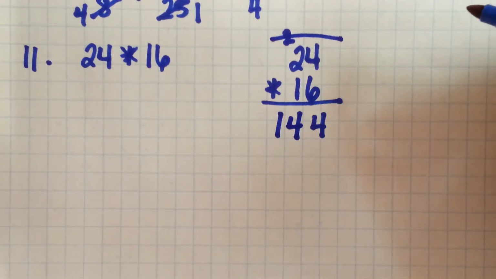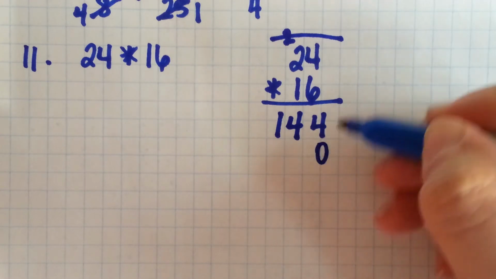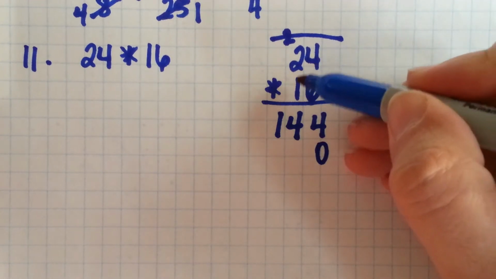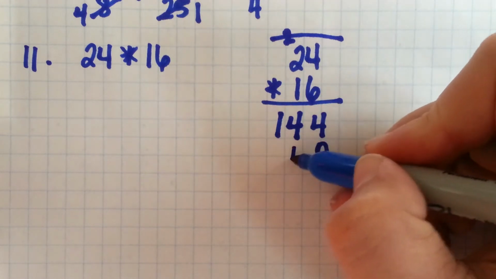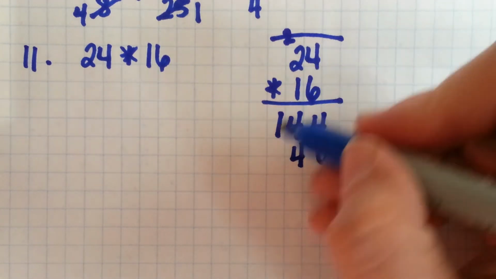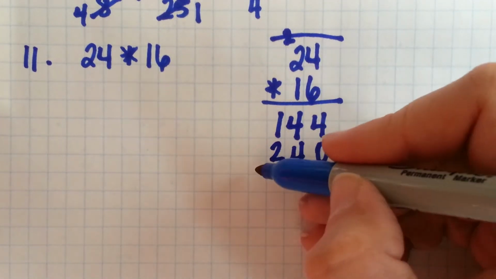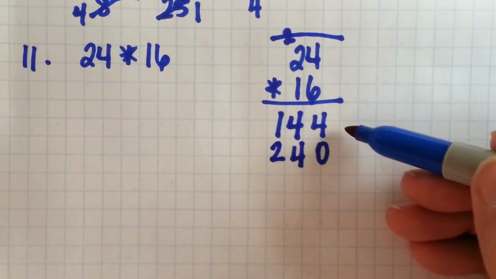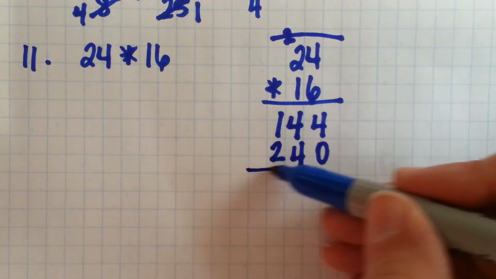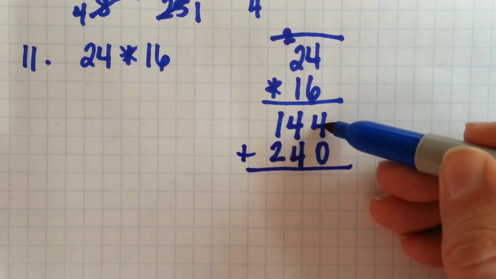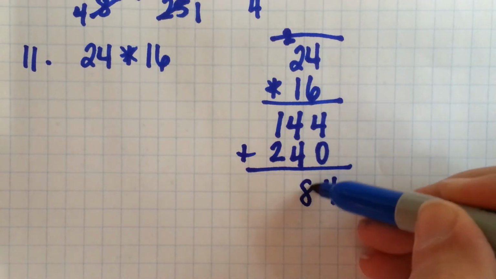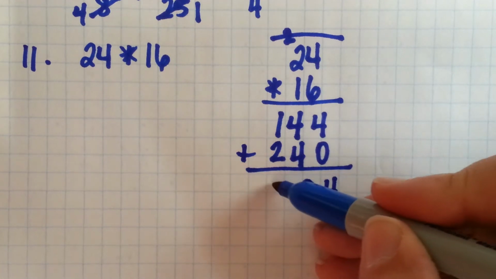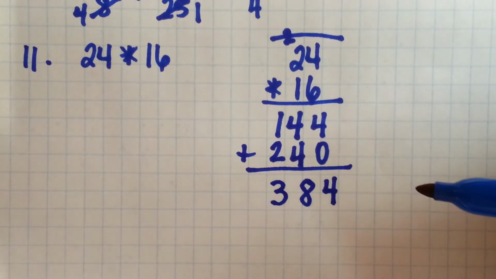Mark out all the stuff we used on top. We're going to put a placeholder, so when we multiply everything by 1, we can start writing it down under the 1. 1 times 4 is 4. 1 times 2 is 2. Since we multiplied by 2 numbers, we should have 2 rows. We do, so we can add those together. 4 plus 0 is 4. 4 plus 4 is 8. 1 plus 2 is 3. So our answer would be 384.